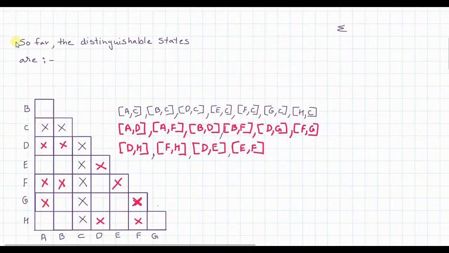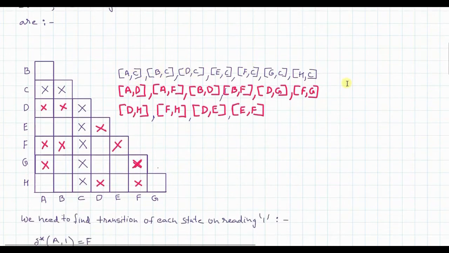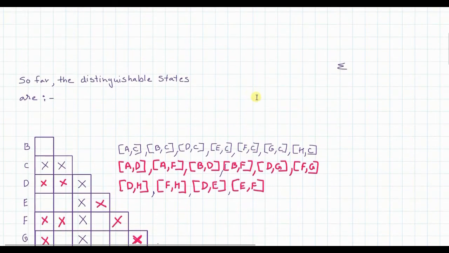So far, the distinguishable states that we have got are these. The blue color ones are the states that we found in the base step, whereas the red color ones are the states which were newly found to be distinguishable when we considered sigma equal to 0. Now the input alphabet for the given DFA is 0, 1.